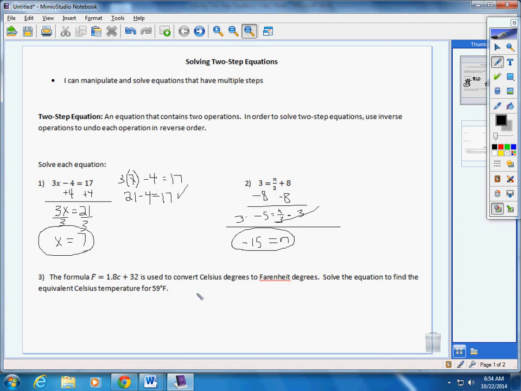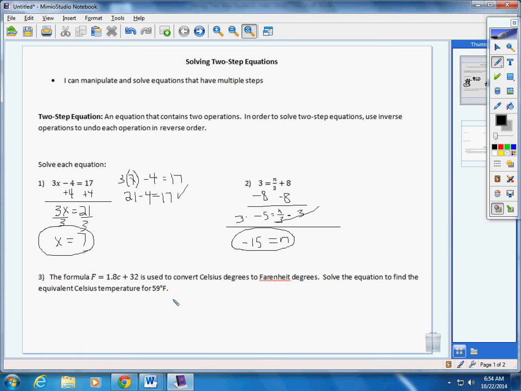All right, on to 3. It says the formula F equals 1.8 C plus 32 is used to convert Celsius degrees to Fahrenheit degrees. Solve the equation to find the equivalent Celsius temperature for 59 degrees Fahrenheit.